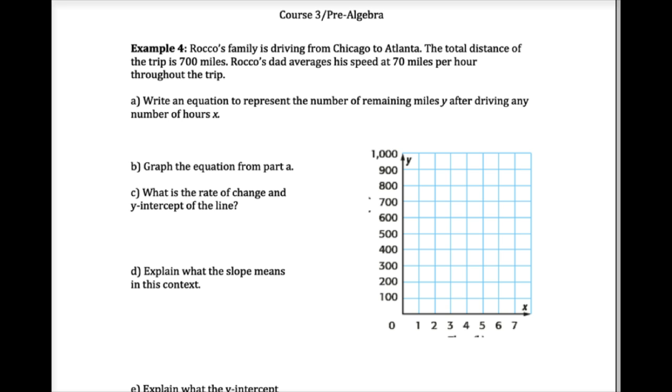And believe it or not, guys, Atlanta is about 700 miles from here. We made this problem kind of easy. From Chicago, from Park Ridge, about 700 miles to Atlanta.